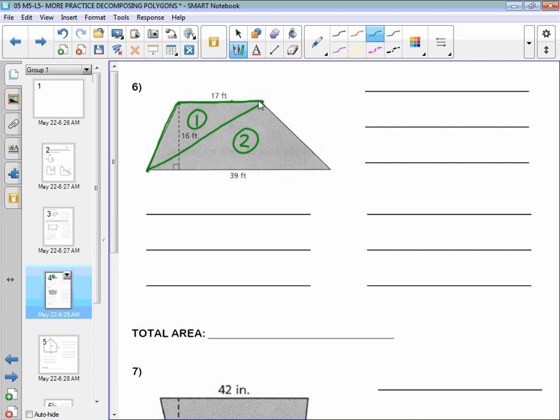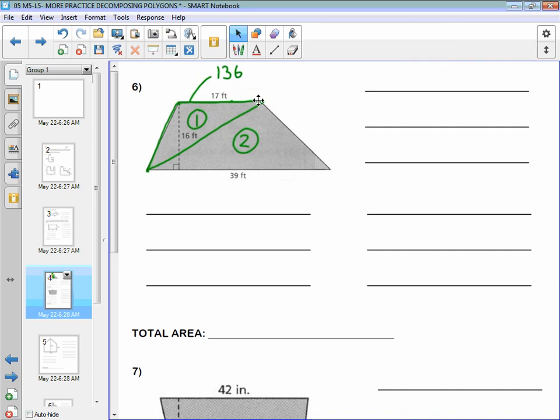So, what's the formula? Okay, and I'll tell you because I'm going to help you out. 17 times 16 divided in half will get you 136. Write that. We're going to kind of skip the middle steps. We only have 10 minutes left.